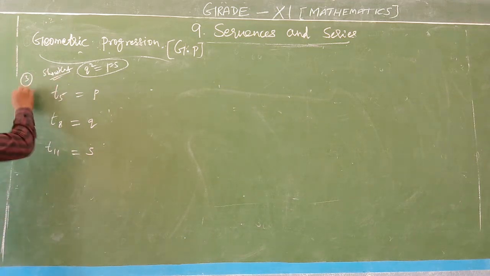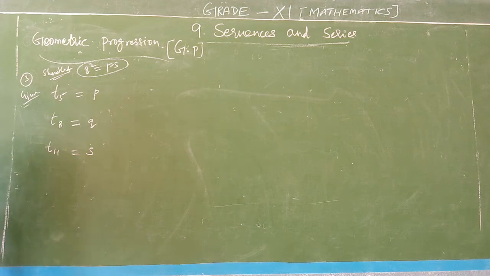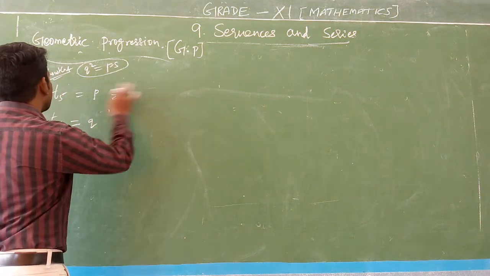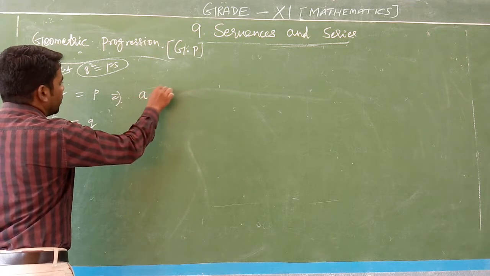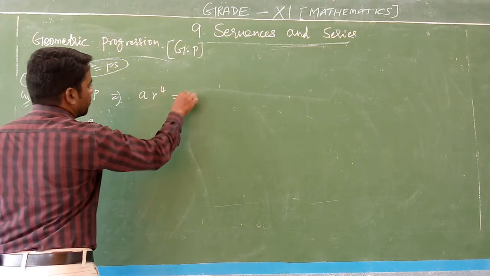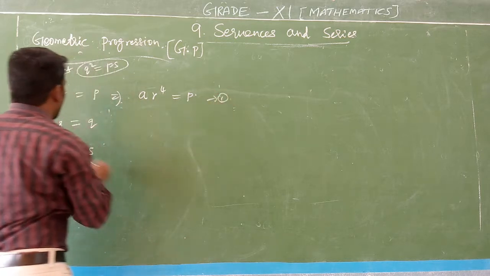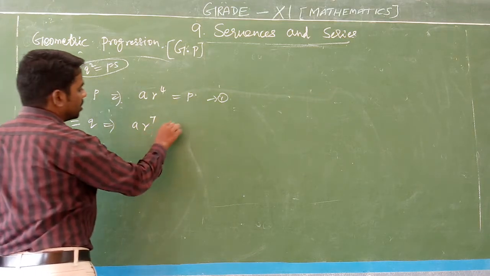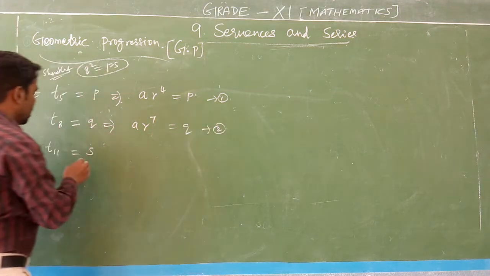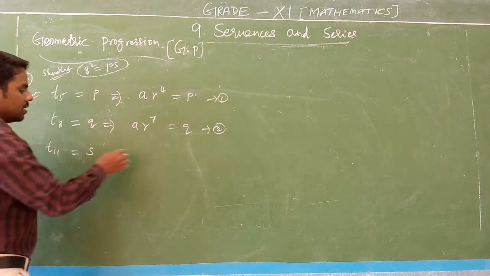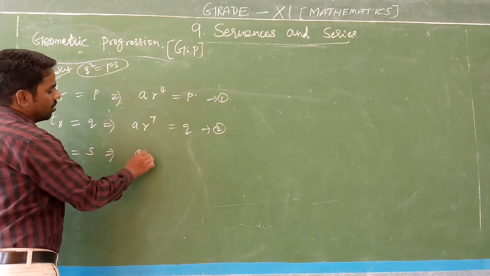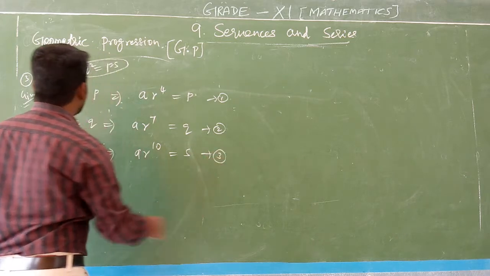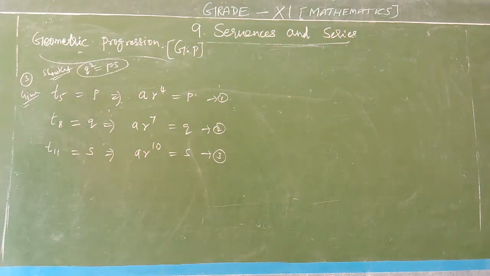Given the 5th term is P, using the nth term formula a r power n minus 1, the 5th term is a r power 4, that is 5 minus 1, equal to P, equation number 1. T8 is a r power 7, that is 8 minus 1, equal to Q, equation number 2. T11 equal to S is a r power 10, 11 minus 1, equation number 3. We need to prove Q squared equals PS.